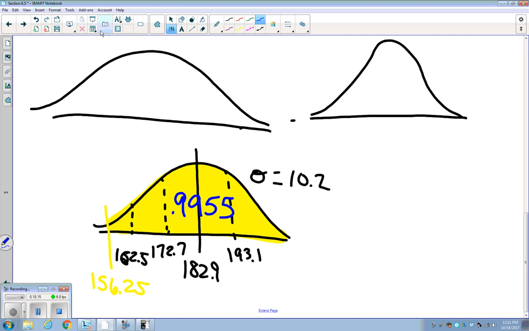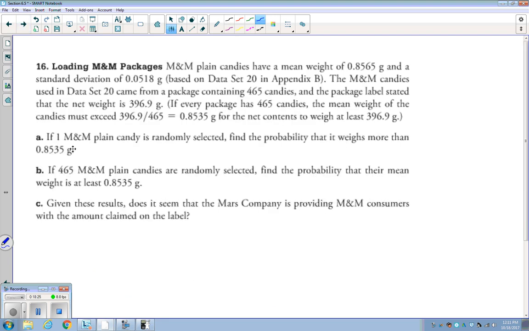Okay? That makes sense? Did I finish the problem? I can't see it anymore. Oh, good. Okay. All right. Is it making sense? It's not too bad, is it?